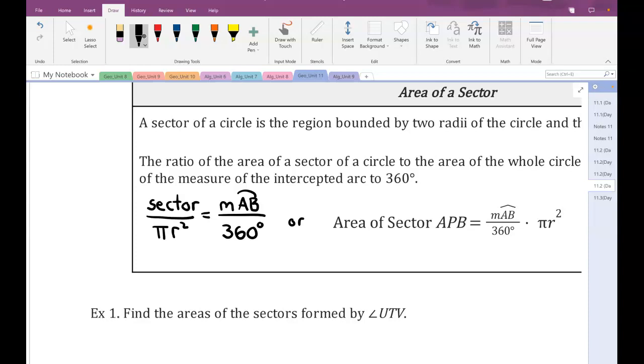So you can see how we can go from here to here. The only difference is if we multiply by what's on the denominator, so pi r squared on both sides, we'd be left with just the area of our sector is equal to the measurement of our intercepted arc divided by 360. So that's the ratio of your arc to your whole circle times the area of your circle. So when we do this, we're really just going to do a bunch of plugging in, following what we have up here.